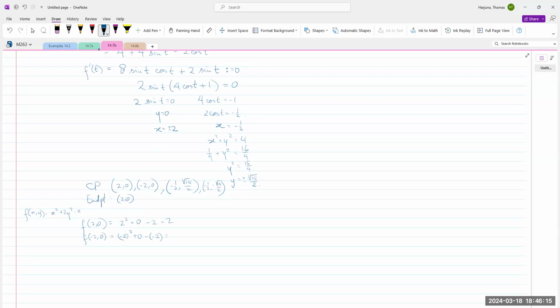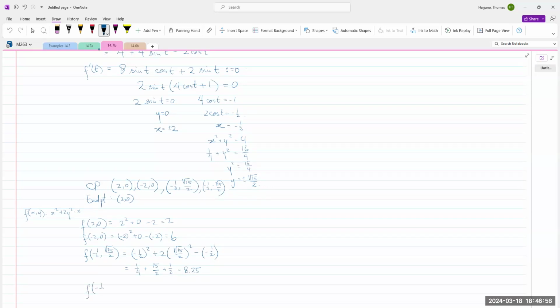What's that? 4 plus 2, that's 6. f at negative 1/2, square root of 15 over 2, that will be negative 1/2 squared, plus 2 times square root of 15 over 2 squared, minus negative 1/2. That will be 1/4 plus 15 over 2. That's 15 over 2 plus 1/2, that's 16 over 2. That's 8. That's 8.25.